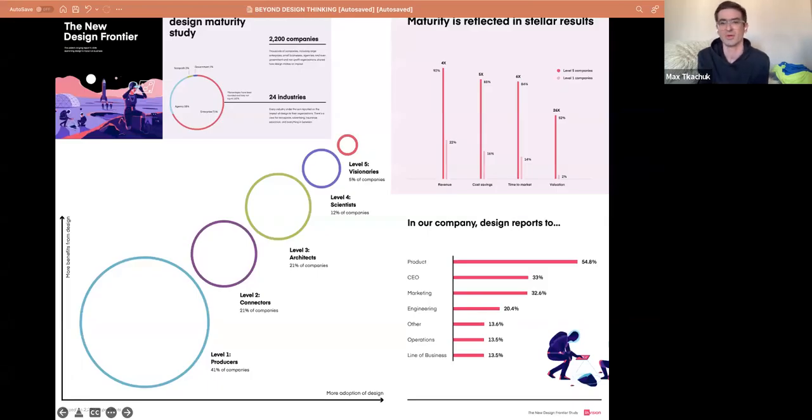From the other side, we see that the deeper the integration goes, the fewer companies you have in that state. And the most interesting part is the right bottom corner, which is who is actually asking design to do something inside the company, to whom design reports. We can see that product, CEO, marketing, and engineering make up the lion's share of that. What means, if you have design in your organization and you do not succeed, it's because of you, not a designer, mostly. Think of this a bit.